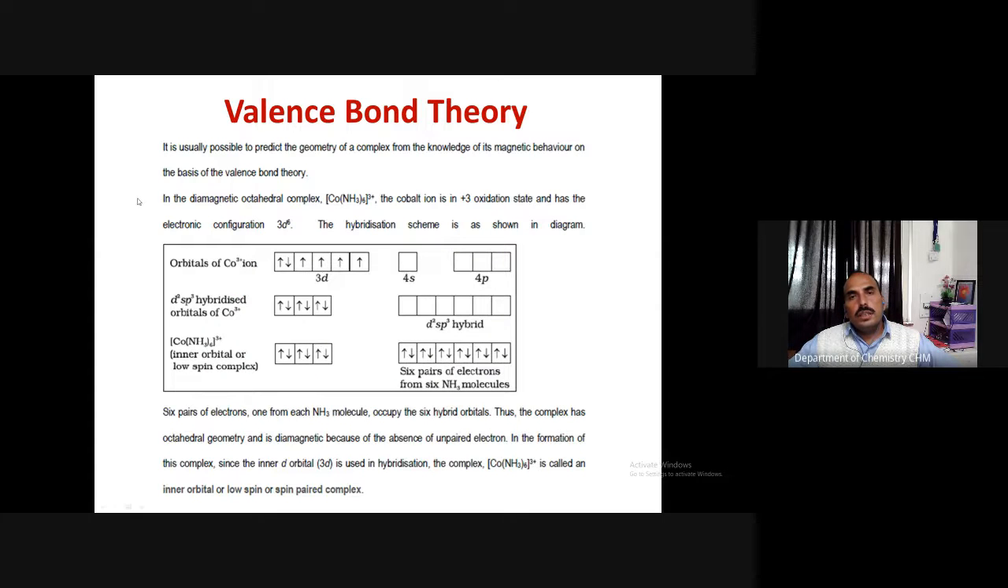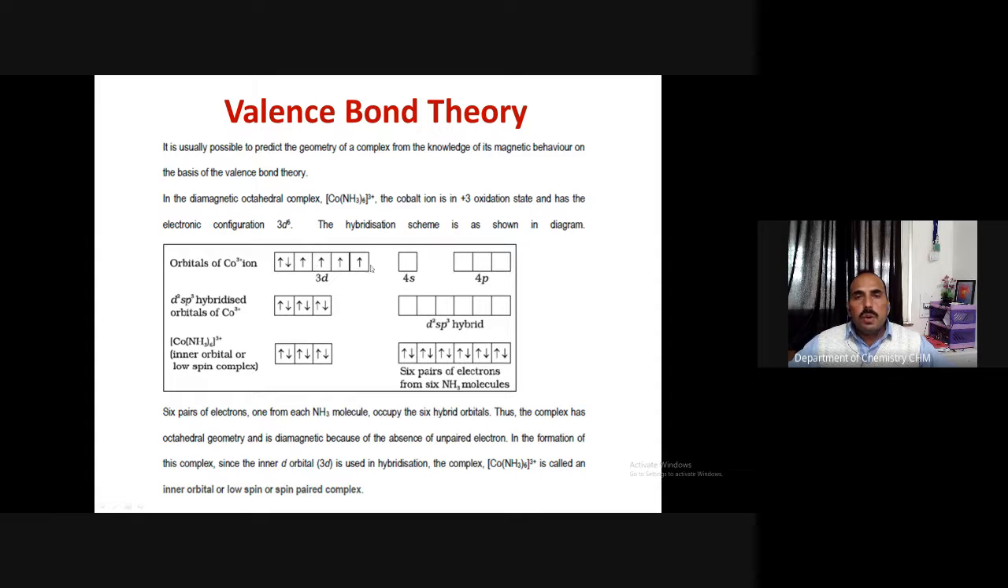The first example, which is generally discussed, is cobalt hexamine. Before we discuss cobalt hexamine, we need to know what we need to explain first of all. So read it carefully. In the diamagnetic octahedral complex, a lot of information is given here. It is diamagnetic. Diamagnetic means there are no unpaired electrons in the complex after it is formed. And the geometry is octahedral. This information is given to you, and then you have to make a bonding model out of it. And the cobalt is in the plus 3 oxidation state, right? So the electronic configuration is 3d6.